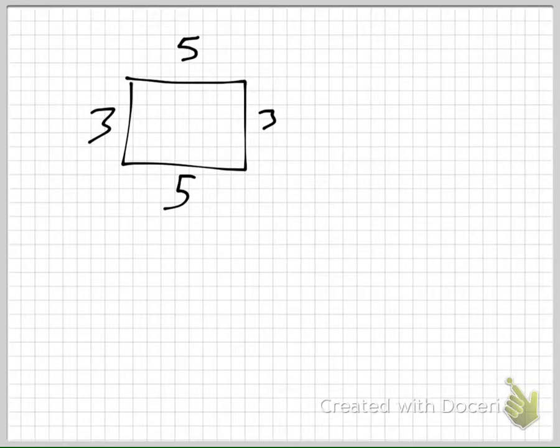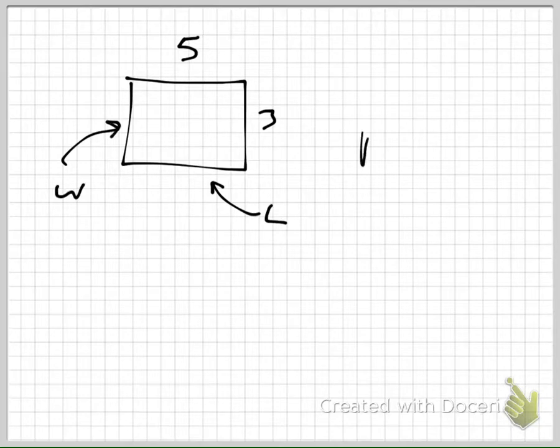Another way of writing the perimeter formula for a rectangle is this. We'll call this the length, and this will be the width. And so the perimeter, paying attention here, equals 2 times the length plus 2 times the width. Does that make sense? That's what you would have done. It's just now written in a little bit different way. Make sense?